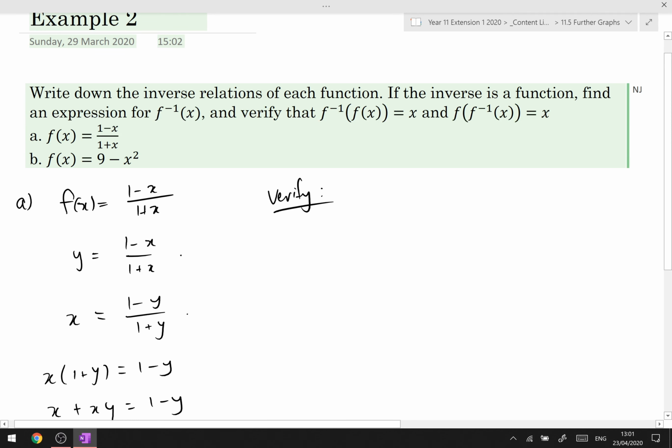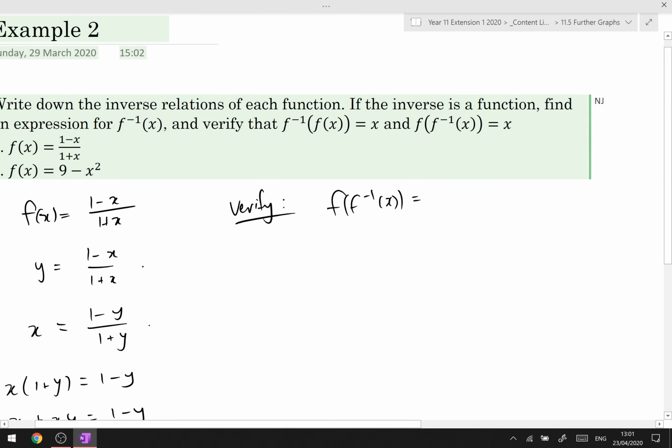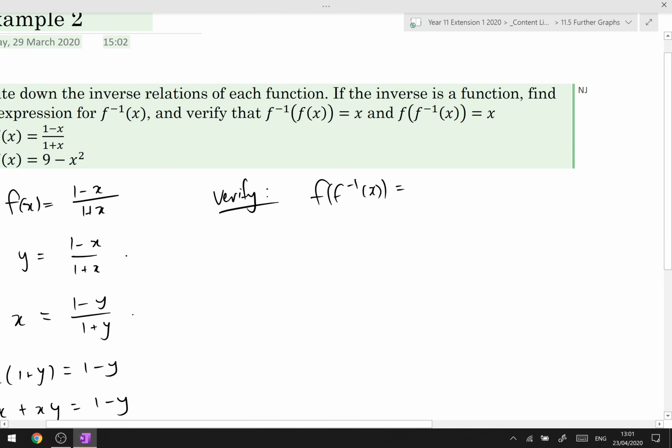So f of f inverse of x, we'll do this one first. It doesn't matter which one you do first, because you're going to have to check both of them anyway. So it's 1 minus x on 1 plus x, and whenever we see an x, we're going to replace it with 1 minus x over 1 plus x. So we've got 1 minus x over 1 plus x, over 1 minus x over 1 plus x.